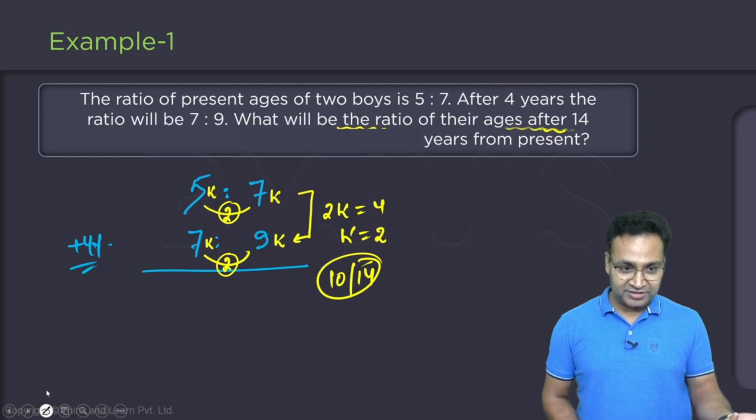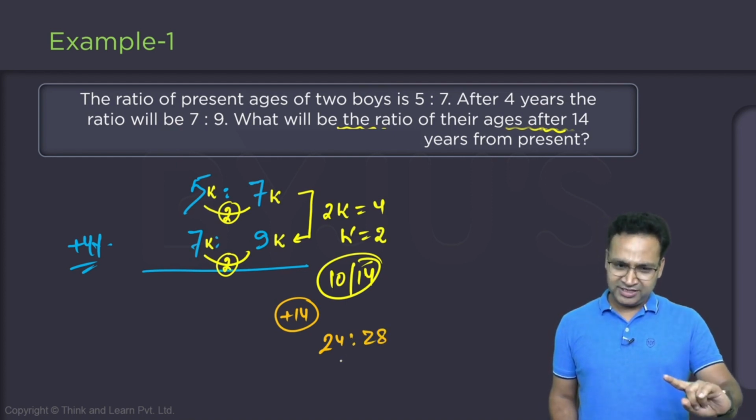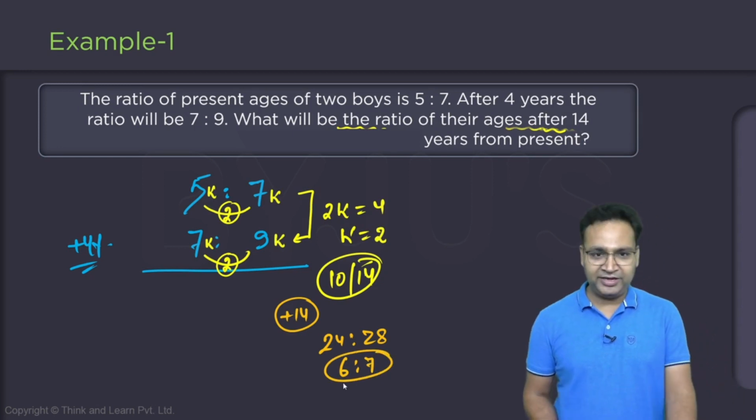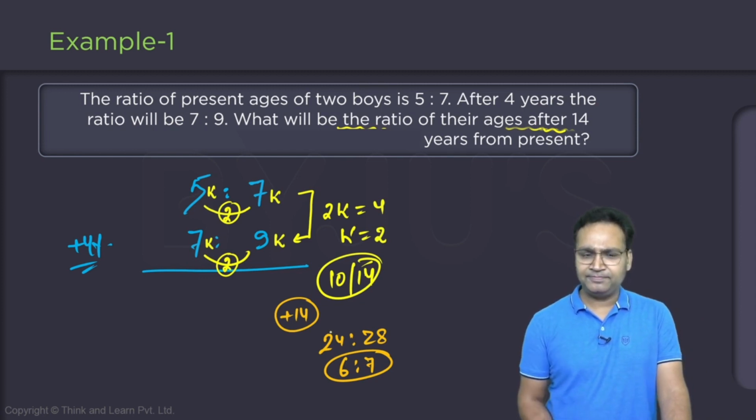After 14 years, it is plus 14 years. That means 24 and 28. What is it? 4 sixes are 24, 4 sevens are 28. The answer will be 6 ratio 7. Can you please check it out? Very doable question. If you do it this way, it will save your time.